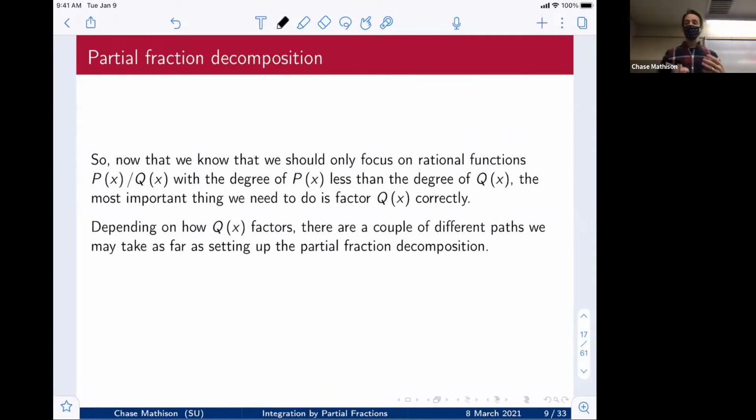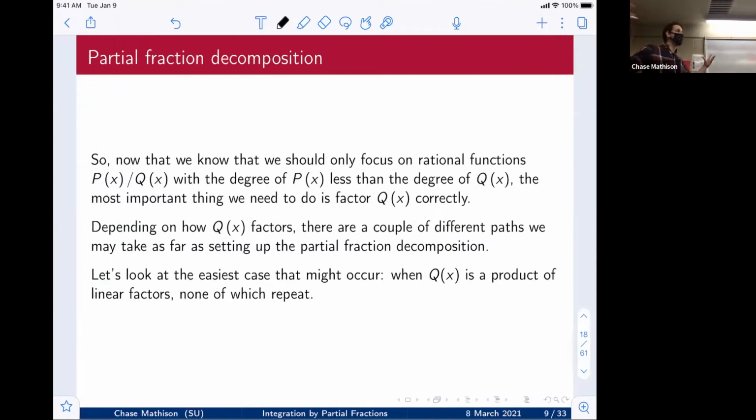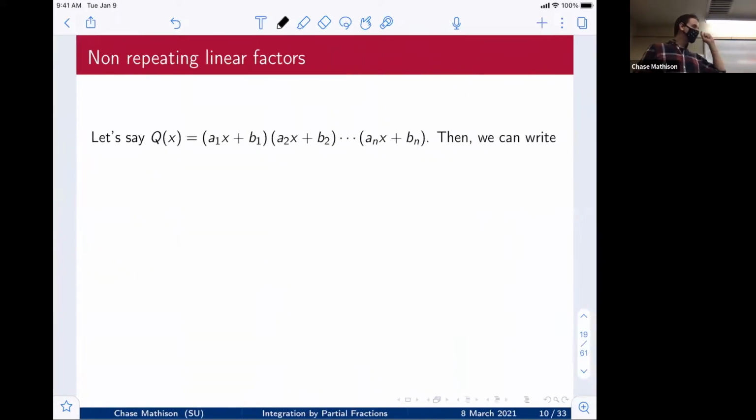So depending on how Q factors, there are really 4 different paths that we'll go down. 2 of them, it's really 2 paths where we have one special case in each of the 2 paths. Okay. So we're going to start off with the easiest case, because let's start easy and then get hard. Okay. So here we go. Let's say Q of X factors like this into just a bunch of distinct linear factors.